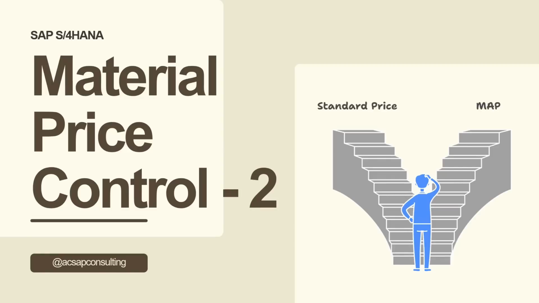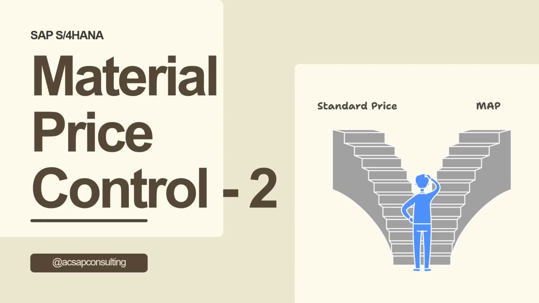In the previous video, we understood what the standard price is, what the moving average price is, the differences, the characteristics, which is recommended for which type of material, what happens if we use a different one than the recommendation, and how the moving average price or the standard price changes based on the industry.